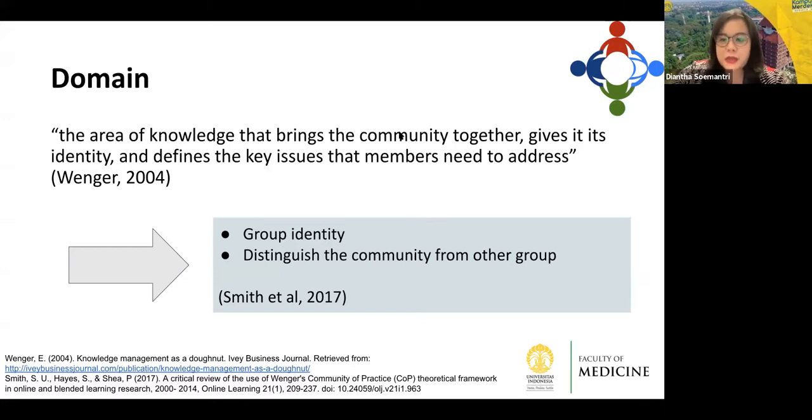So basically, it's the group identity. It's what distinguishes this community from other communities. For example, the HPE group, that's the domain. The domain is the identity. The identity of that group is that this is the group for the health professions educators, or perhaps medicine is also a COP, and the domain is the medical practice. That's what identifies this particular COP.